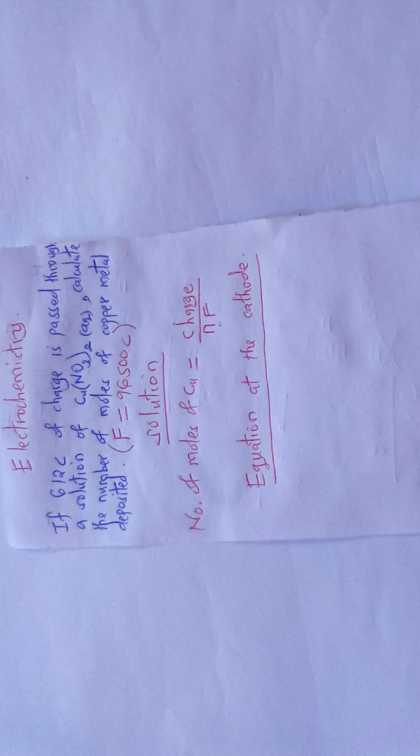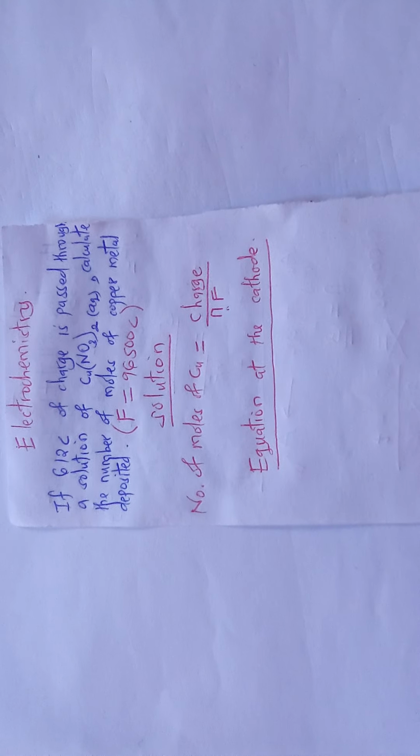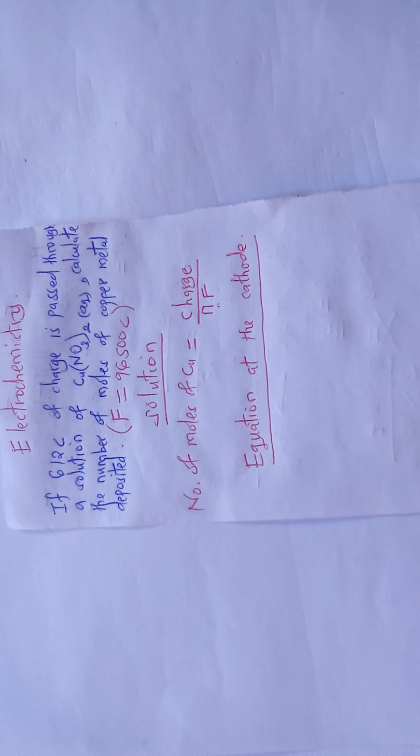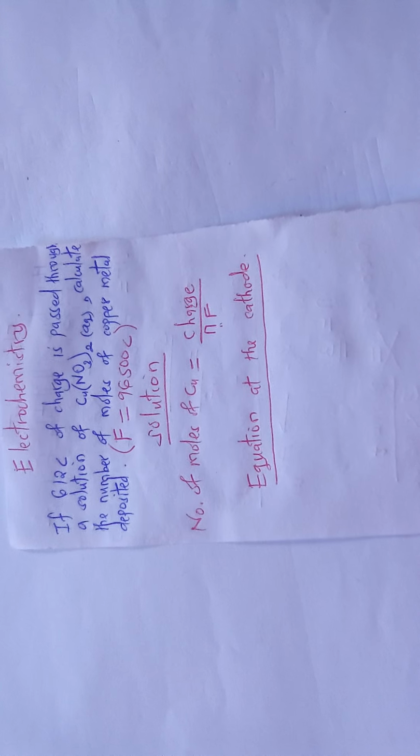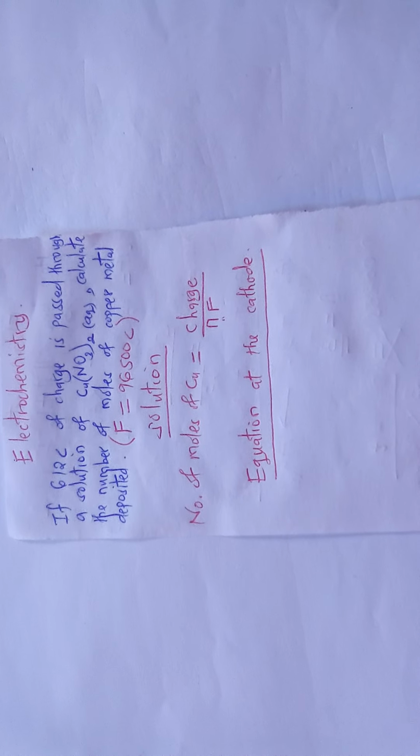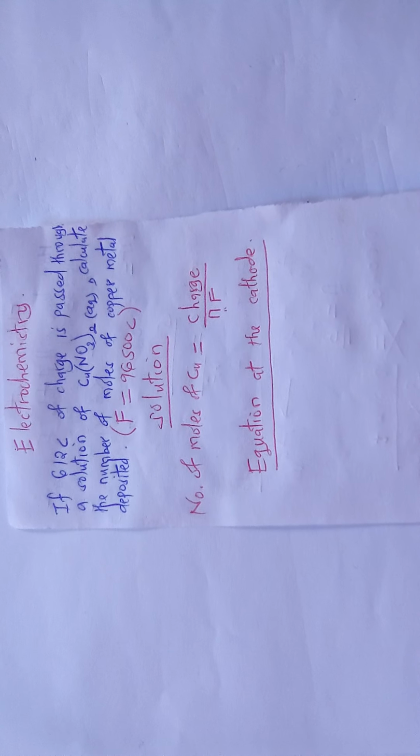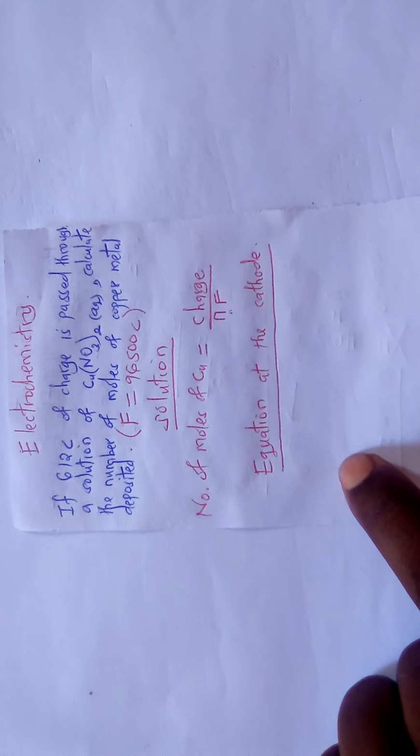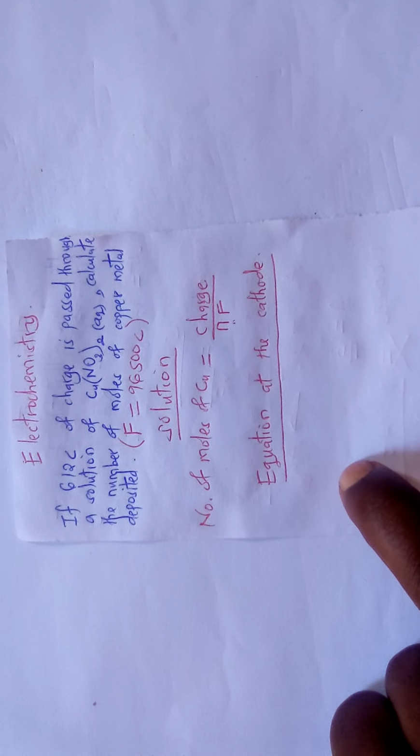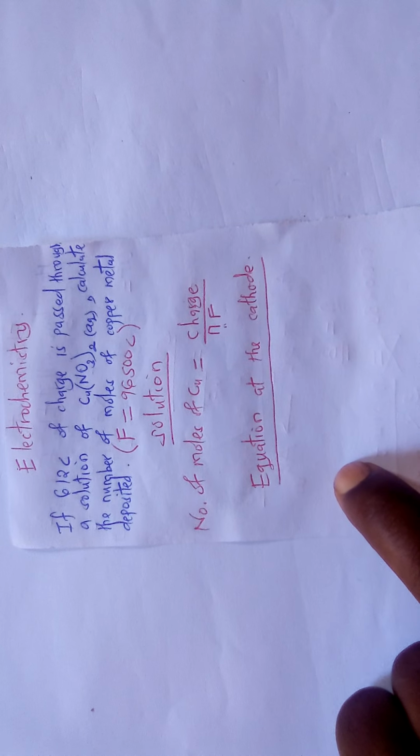As you know, at the cathode, electrons are always gained. Since electrons lost at the anode are always gained at the cathode, to show that electrons are gained at the cathode, we shall show the electrons on the reactant side. So you ensure that the electrons in the equation are on the reactant side but not on the product side.